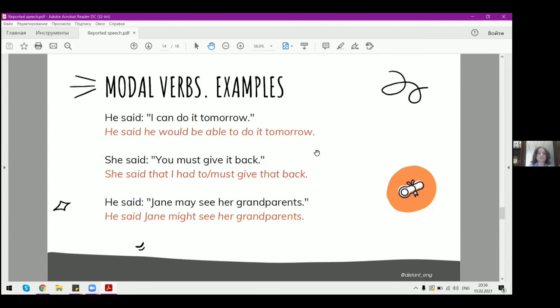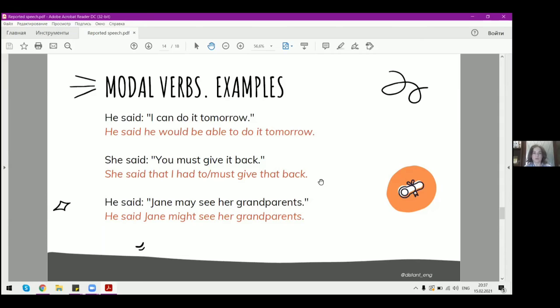The next one, she said, you must give it back. It's obligation, yeah, you must give it back. She said that I, because she was talking about you, so I'm transforming that as well. I don't forget about that. Had to. I would like to transform must because I like all this transformation stuff. If I have something to be transformed, I will transform it. So must, I'll turn into had to. But your idea not to transform is also okay. Must will remain must. It's okay. Give that instead of it. We're using that back. So she said, I had to give that back.